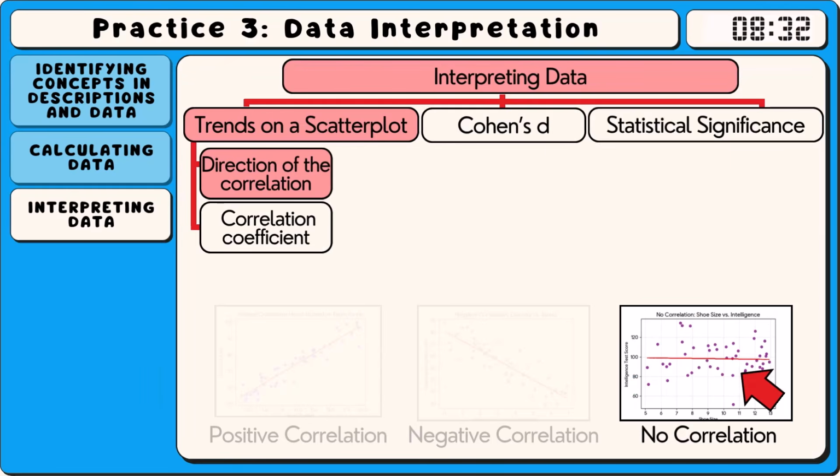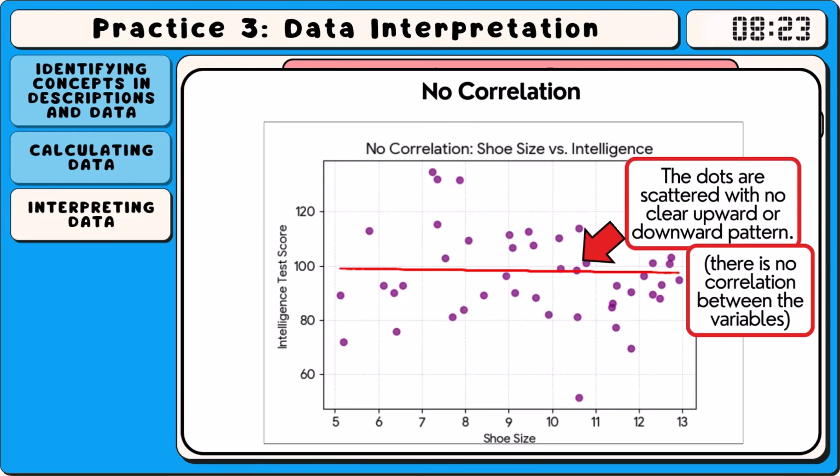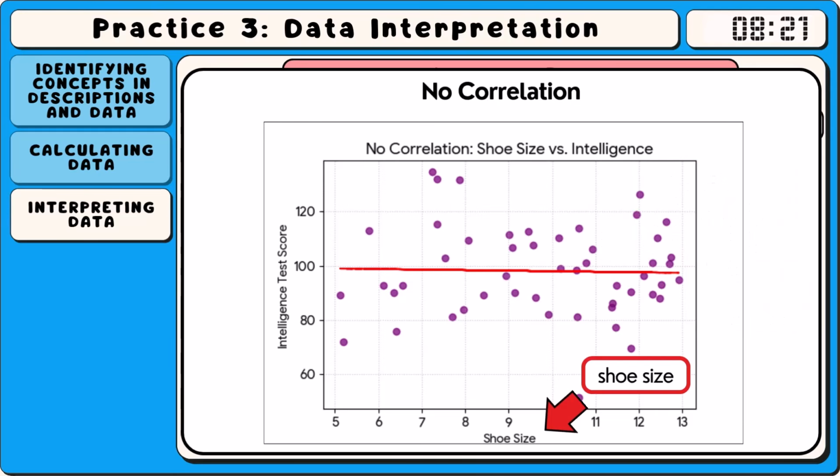Now let's see what no correlation looks like. On this scatter plot, the dots are scattered with no clear upward or downward pattern. So there is no correlation between the variables. For example, a person's shoe size does not predict their intelligence test score.